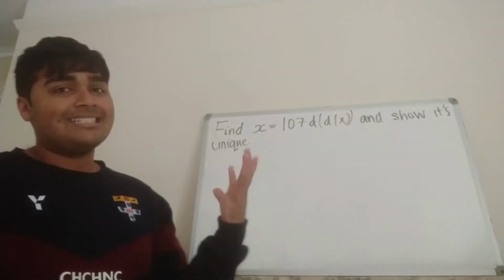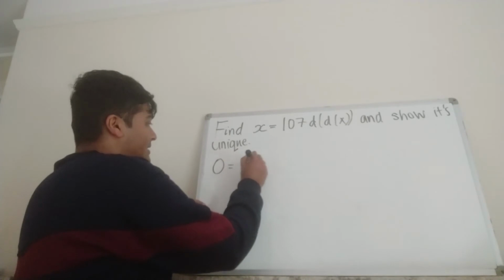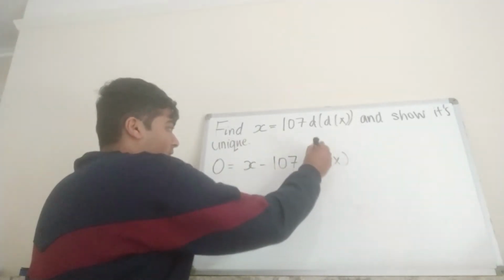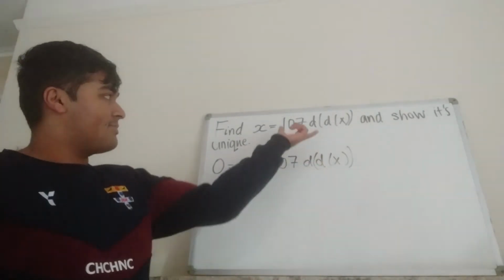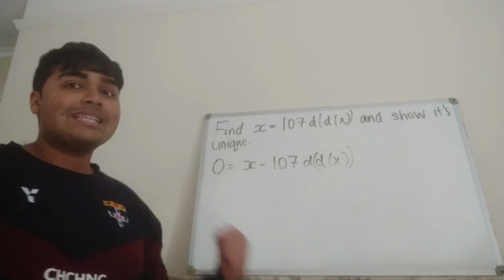So we want to show that x is a multiple of 9. Well, firstly note that 0 is just equal to x minus 107 d of x, like so, just by bringing the 107 d of x to the one side. Okay, and now what we're going to do is add and subtract something.